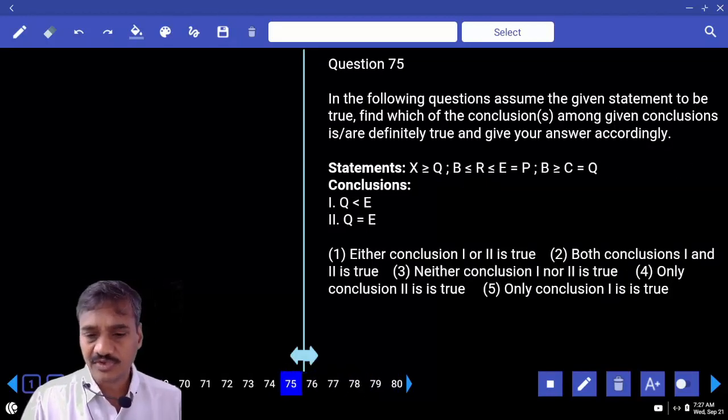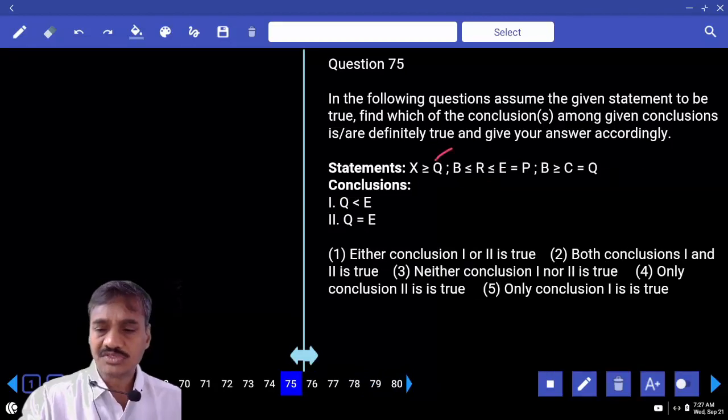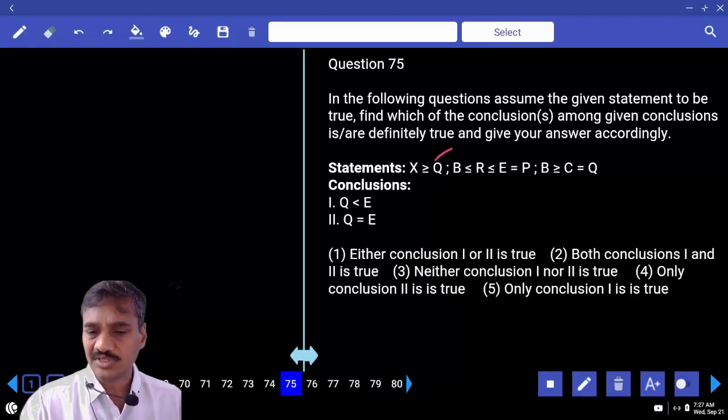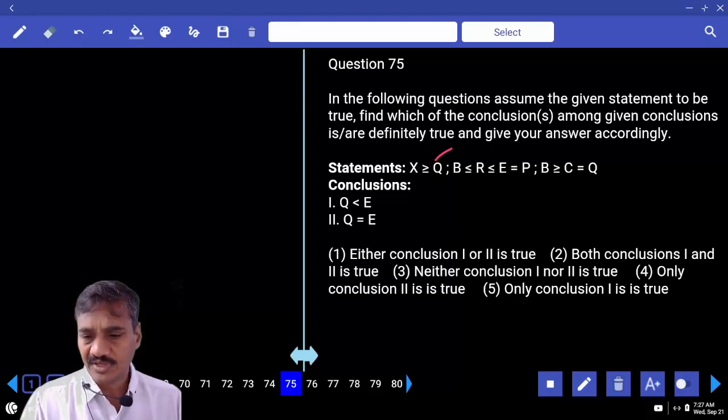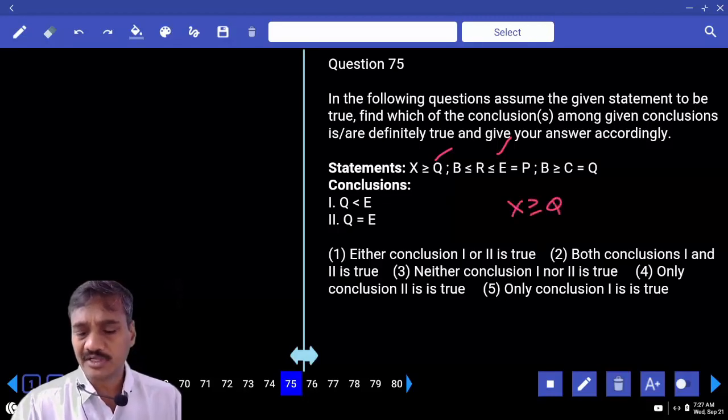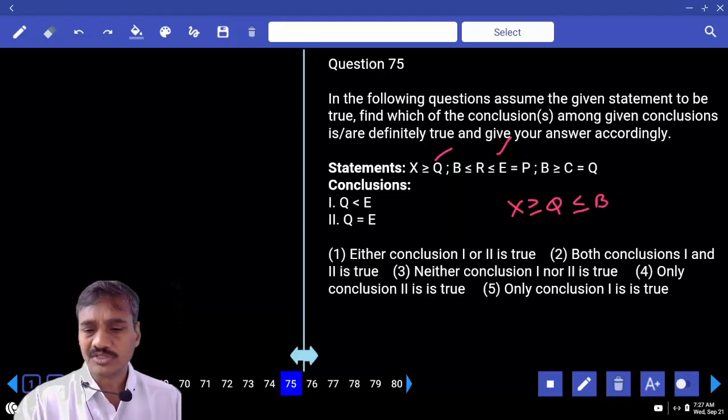Then 75, Q and E. Now Q is here and E is here. Which element is common here? X greater than or equals to Q. Then now Q and E we need to find out the relation here. E is at this place. So X greater than or equals to Q, and B greater than or equals to Q means Q lesser than or equals to B. And again B lesser than or equals to what?